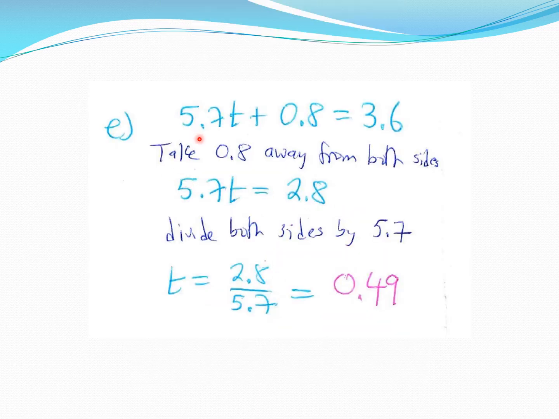Part E. 5.7t plus 0.8 equals 3.6. This 0.8 is floating around on its own, independent of the variable, a bit like the weighing scale. Take 0.8 away from both sides. So 0.8 on that side, take away 0.8 gives us 0. We're left with 5.7t on the left equals 3.6, take away 0.8. That gives us 2.8. 5.7t equals 2.8. Divide both sides by 5.7. t equals 2.8 over 5.7 equals 0.49.